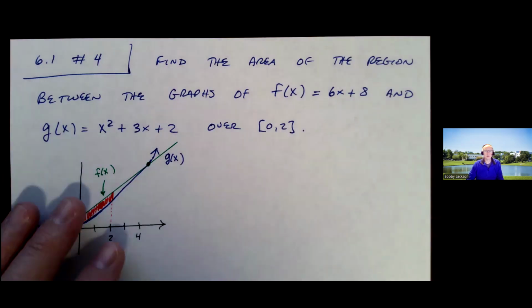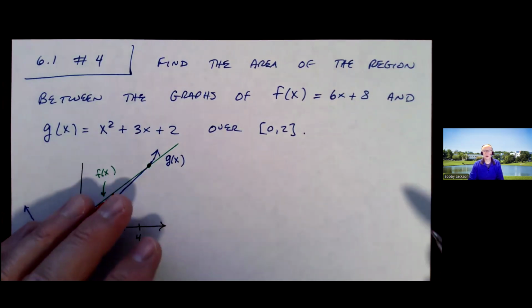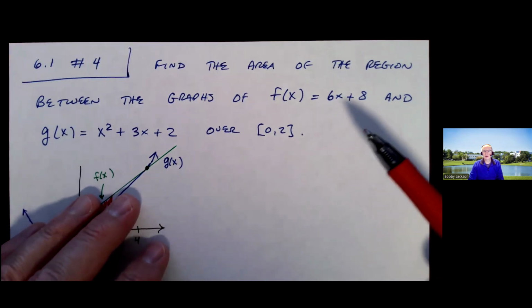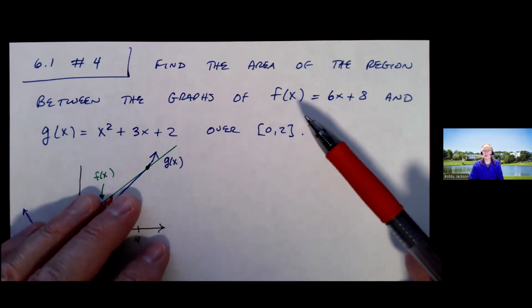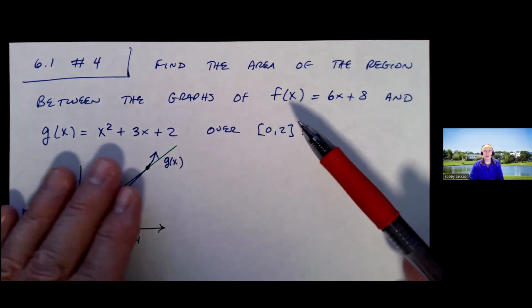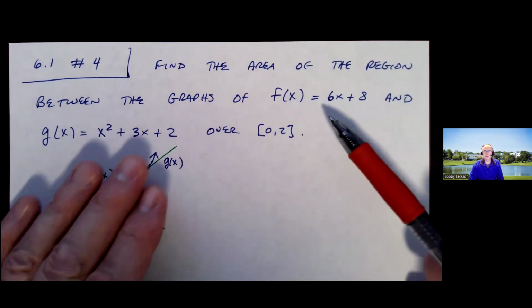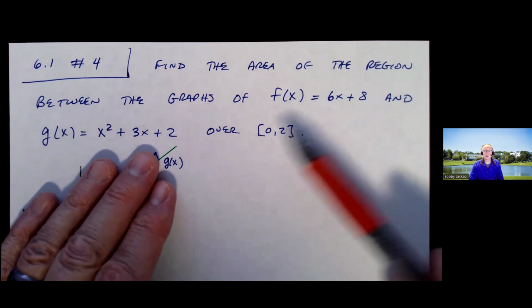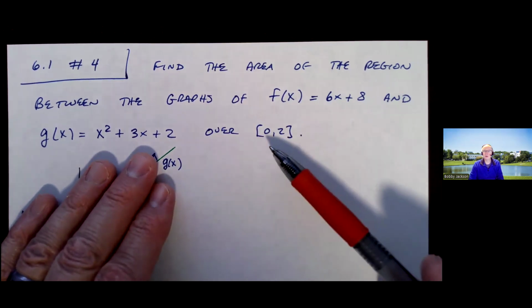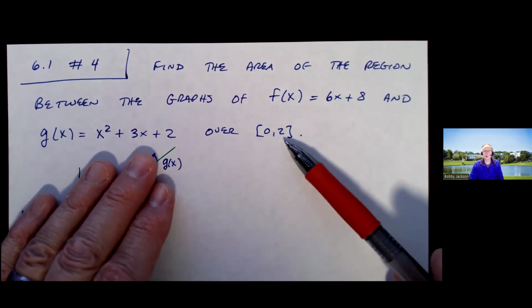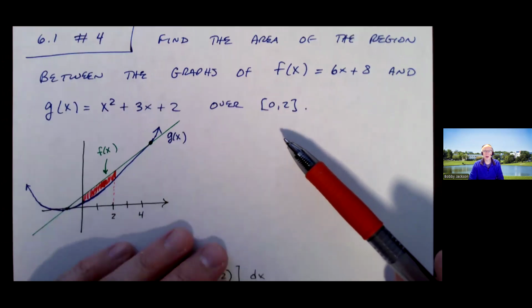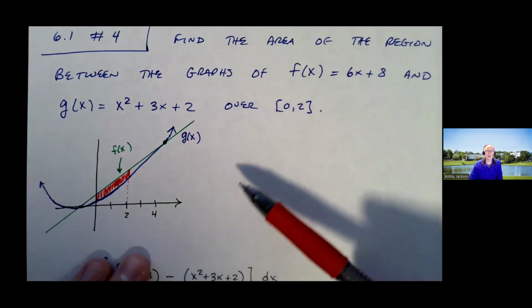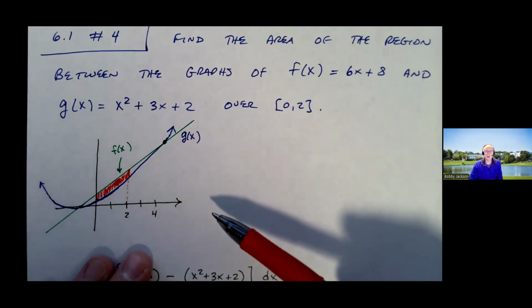All right, we're going to look at number 4 in section 6.1. We're finding the area of the region between the graphs of the functions f and g here. Again, your functions might be slightly different than these, over the interval from 0 to 2. So again, it's helpful to graph the functions somewhat carefully.